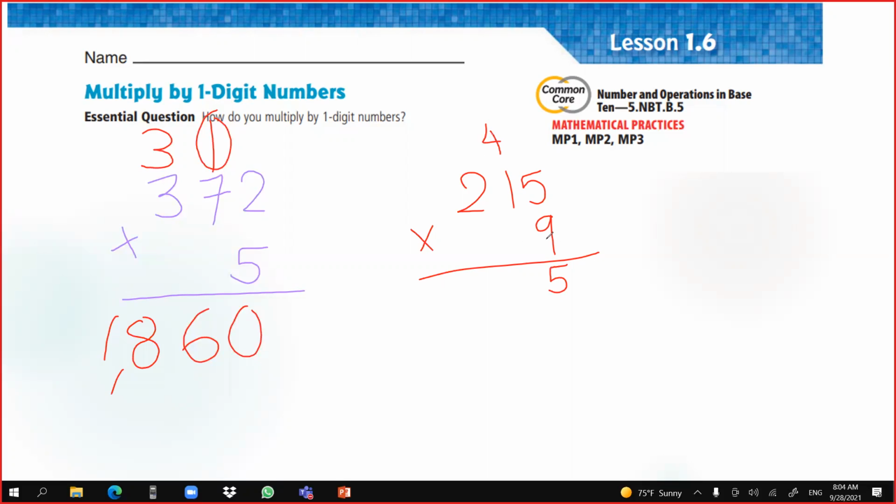Then after that, you multiply 9 times 1. So 9 times 1 is 9, plus 4, 13. Then 9 times 2 is 18, plus 1, 19. So the answer, or the product, will be 1,935. Did you get the idea now? Is it clear? Do you have any questions?